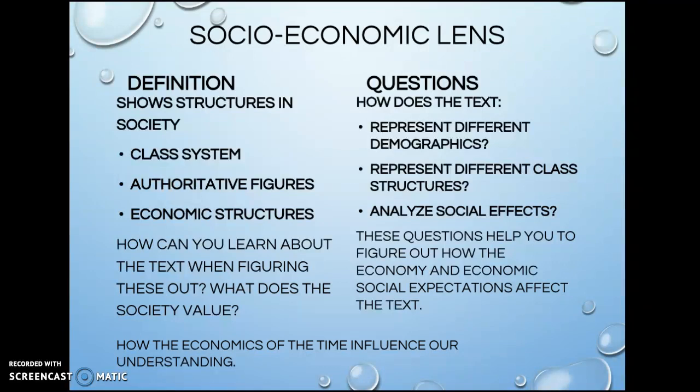In India, we talked about Gandhi yesterday, and we talked about civil disobedience. In India, they have a whole class system. I mean, the Brahmin are the highest class. They're supposed to be the holy people. On the bottom rung of that class system, you have the untouchable caste, which are supposed to live in the street, and people aren't even supposed to look at them. Okay, so different class structures. These questions help you to figure out how the economy and economic social expectations affect the text. Okay, what power structures do we see in it? If you have more questions about this one as we go, we'll talk about it live after we watch the video.